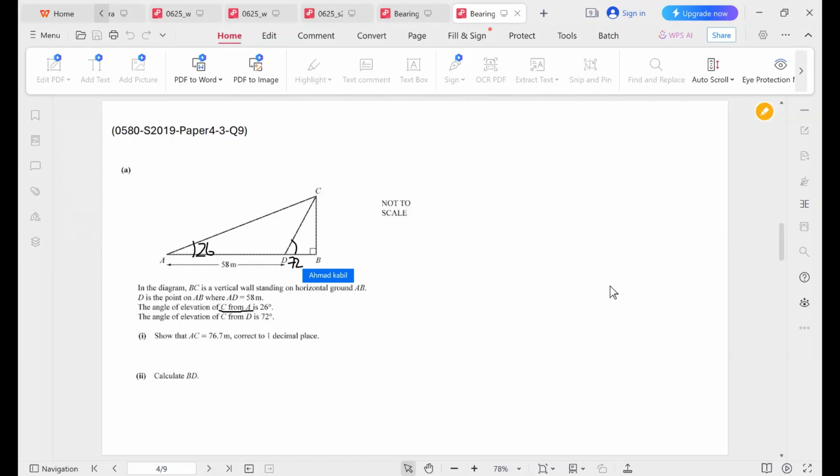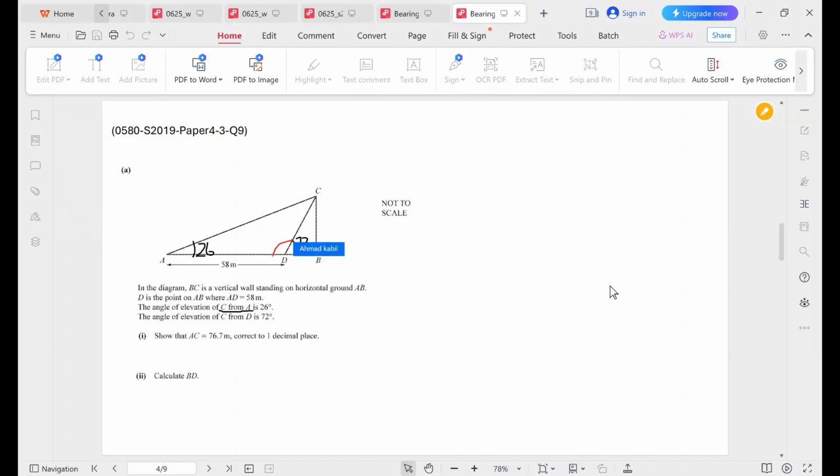Or let me write it inside. 72 right there. And we want to find AC. So how would we be able to find AC? One possibility here is to just find the angles in triangle ADC. That's one way of doing it.